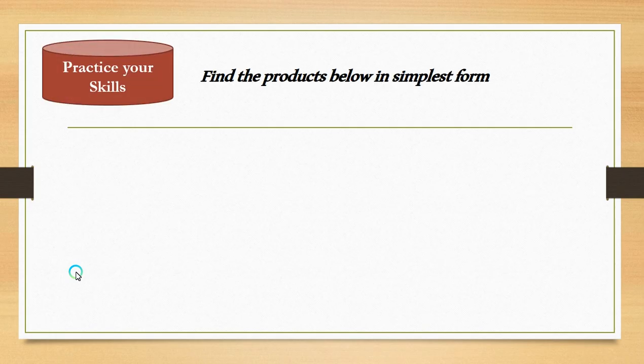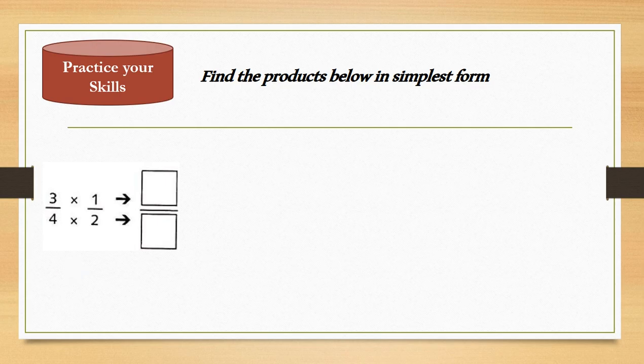So now let's go practice your skills. Find the products below in the simplest form. We have this question, 3/4 times 1/2. I will multiply 3 by 1, which gives 3, and 4 times 2, which gives 8. Take care, 3 and 8 don't have any common factor, so there is no need to search for another simplest form, because it is already in the simplest form.